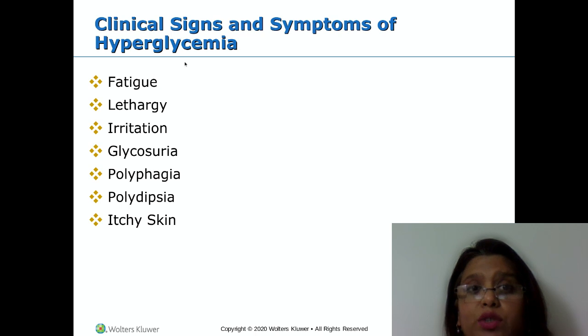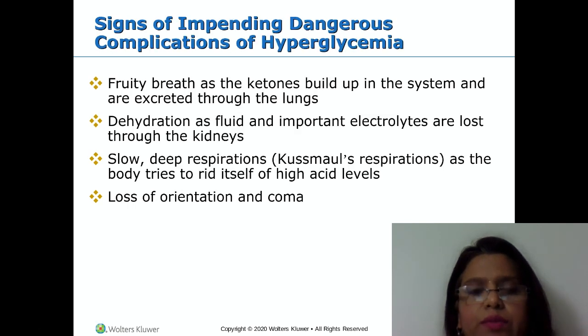When a person has high blood sugars, they feel tired, lethargy, irritation, glycosuria, meaning they have sugar in the urine, polyphagia, they want to eat a lot, polydipsia, they drink a lot of water, and then peeing a lot is polyuria. Itchy skin, they have dry, itchy skin. Like, why am I so itchy? Well, might have high sugars.